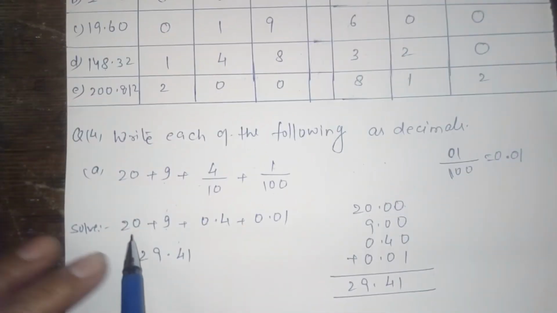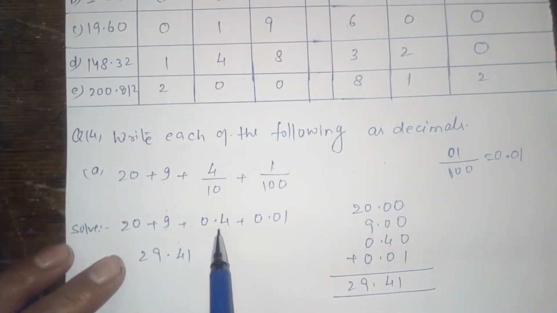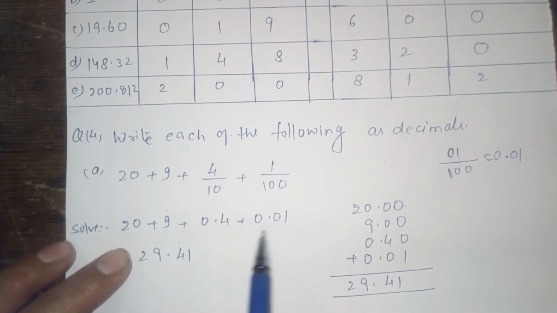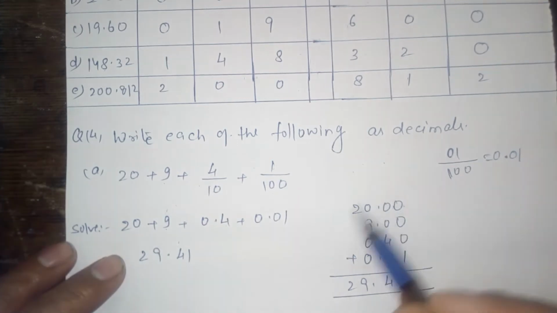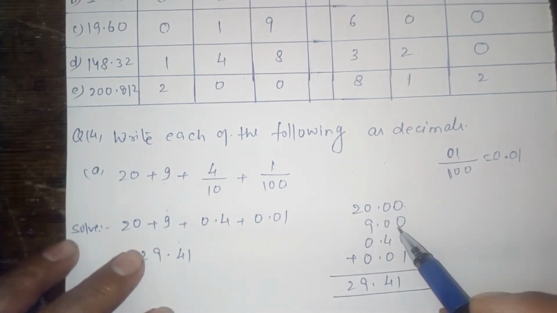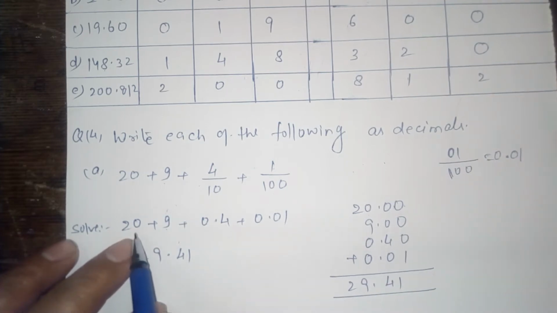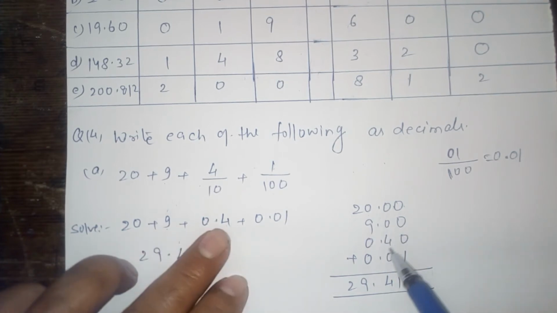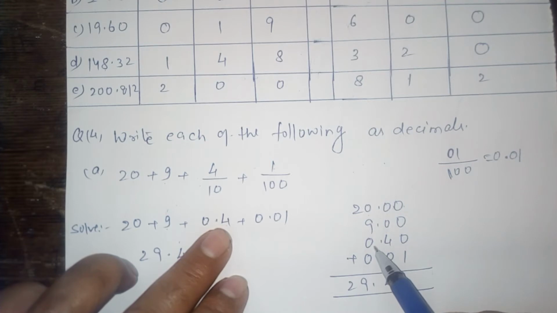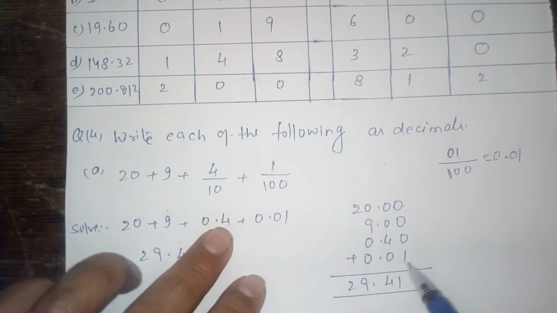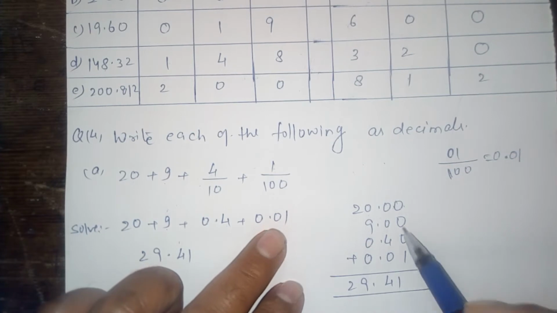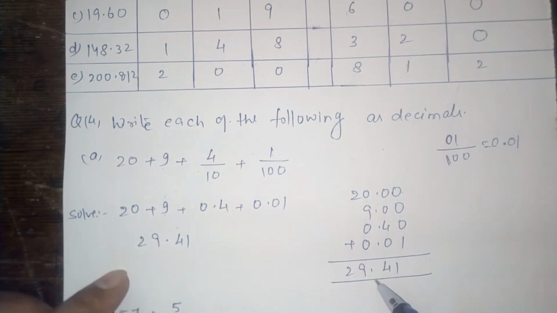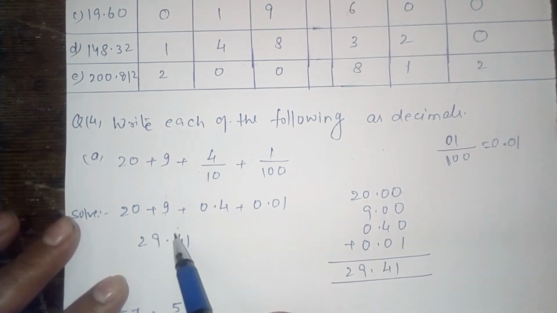Okay. So this is 20 plus 9 plus 0.4 plus 0.01. We will arrange these numbers column-wise. How? Look here. 20 we can write as 20.00, 9 we can write as 9.00, 0.4 we can write as 0.40, and this is 0.01. After adding we will get 29.41. 29.41 is the required answer of the given question.